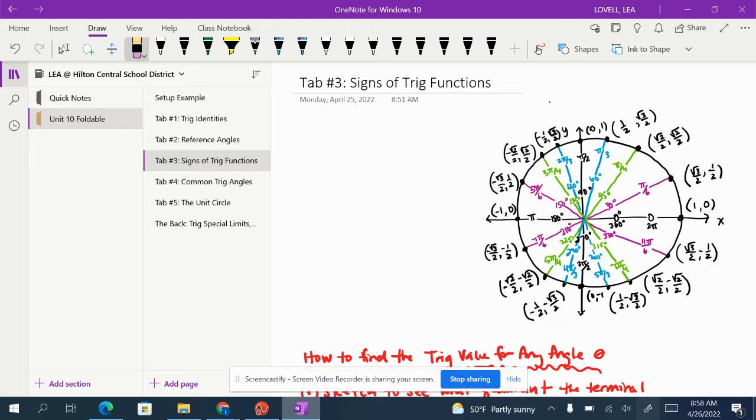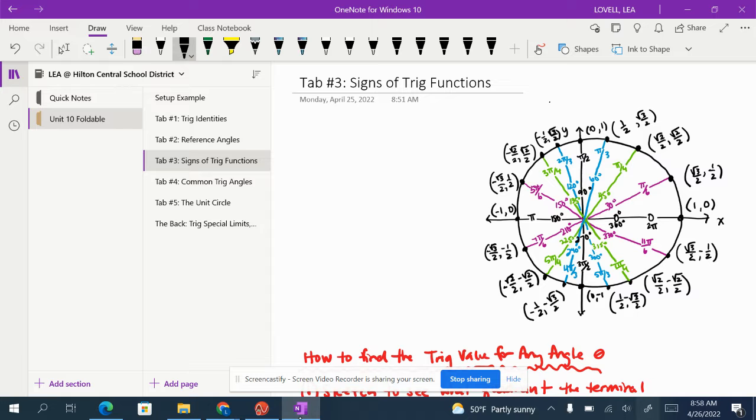Hi everyone, today we are learning about the signs of trigonometric functions. Just like with all the other videos for the foldable, everything I write in black is just me explaining, and everything I write in red should definitely end up on your foldable written down.